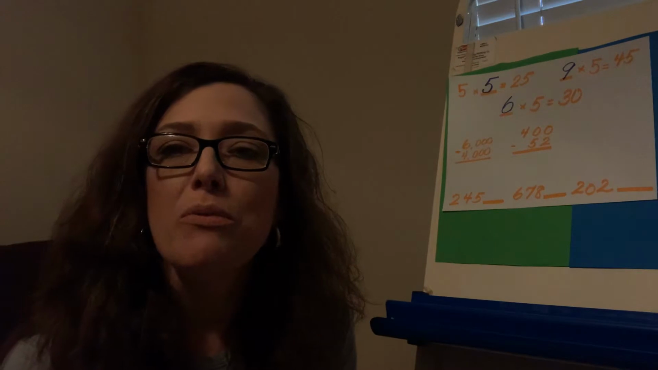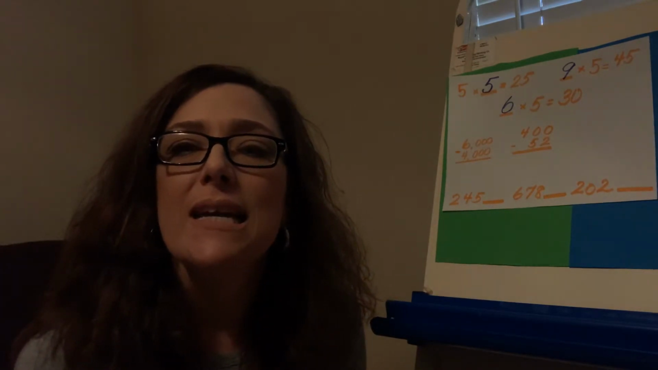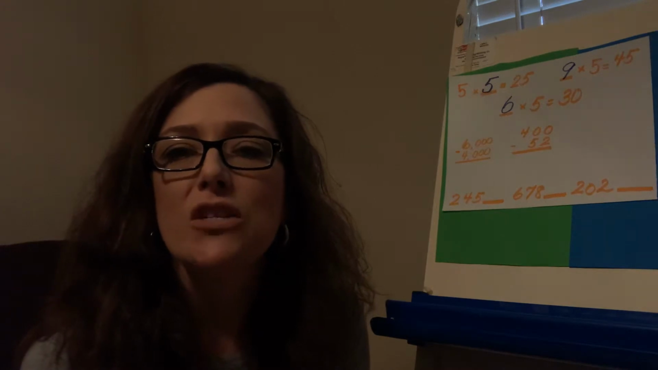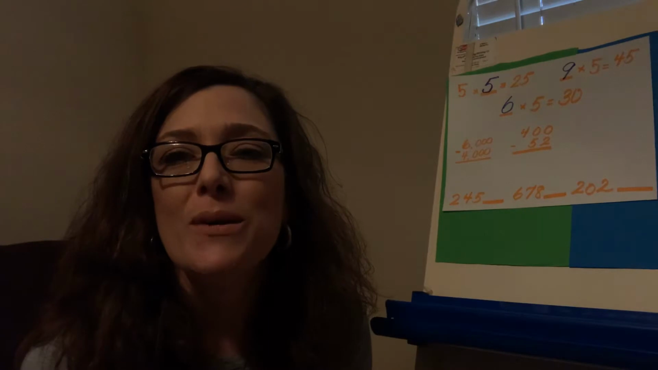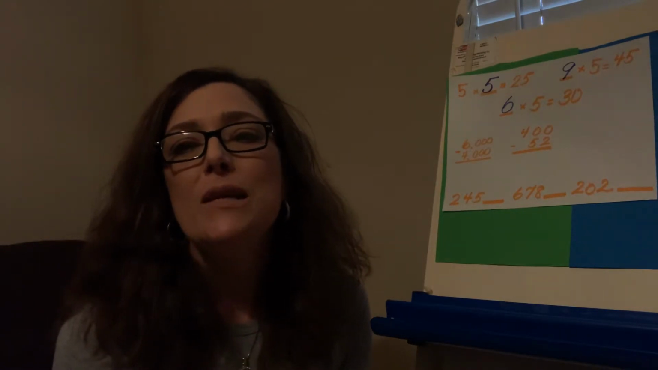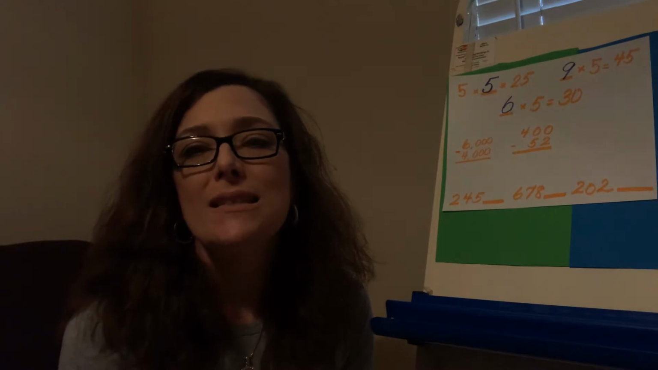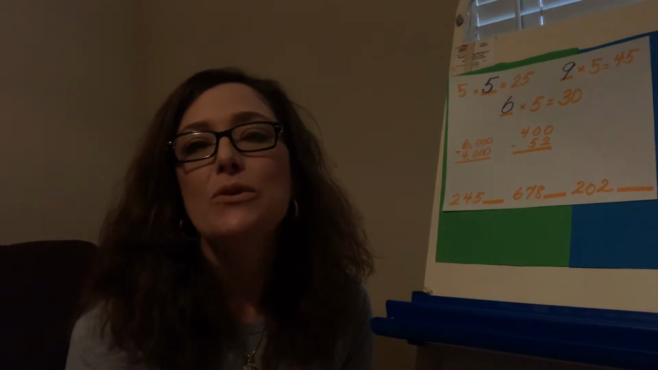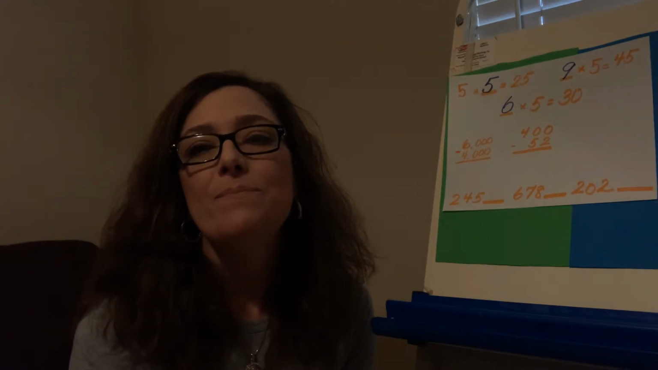Yesterday I asked you to practice your 5 multiplication table. Today let's practice our 2 multiplication table. 0 times 2 equals 0. 1 times 2 equals 2. 3 times 2 equals 6. 4 times 2 equals 8. 5 times 2 equals 10.